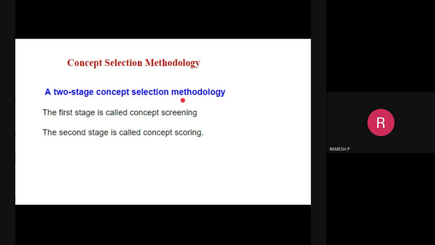Okay. And the second stage in the concept selection process is called concept scoring. Okay. Here in the concept scoring stage, we are about to do careful analysis of the various concepts which were filtered or screened in the initial stage. And from this few concepts, in order to choose the single promising concept that leads the entire product to be commercialized in a successful way, we are about to select one single concept out of it.